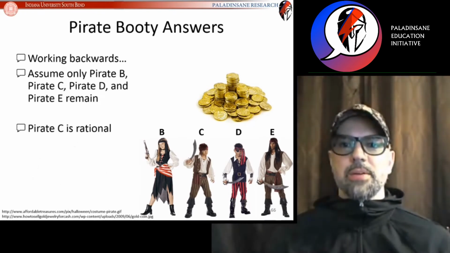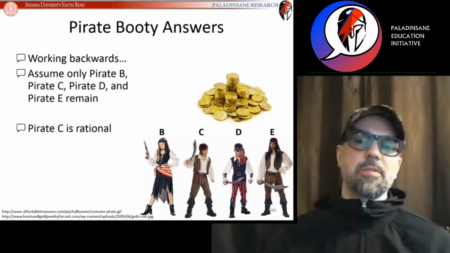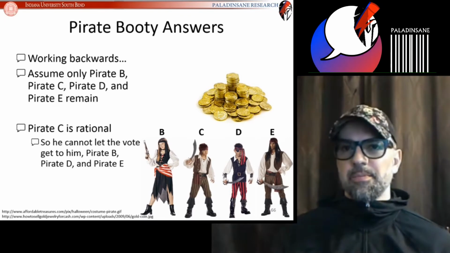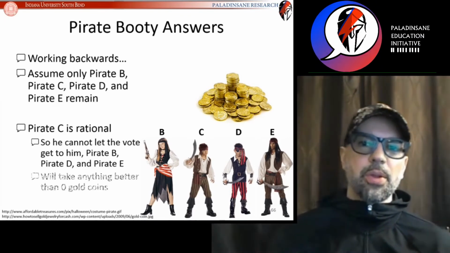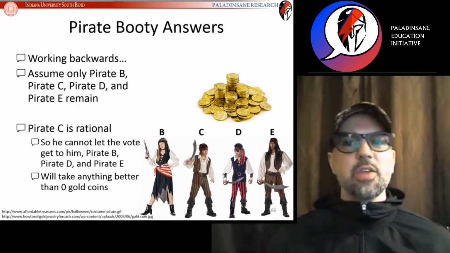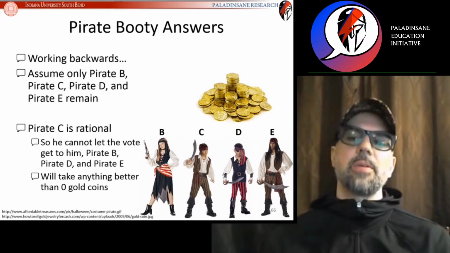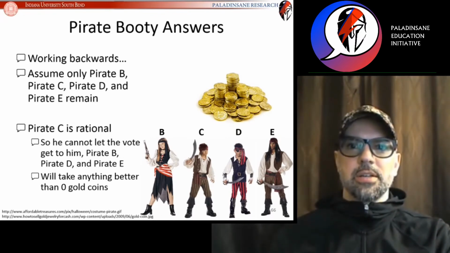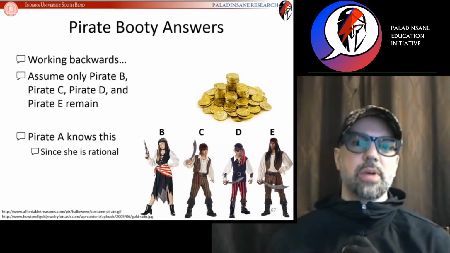So let's just take a look at Pirate C right now. Pirate C is rational. He knows if he lets it get down to 4 pirates, he's going to get 0 coins. So he can't let that happen. He can't let the vote get down to this situation. And on the previous round, he will take anything better than 0 coins, anything that's better than getting absolutely nothing on this particular round. He knows this because he's rational. But importantly, Pirate A also knows this because she is rational.